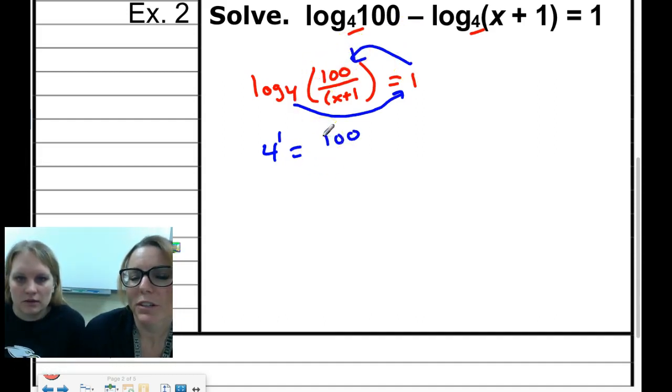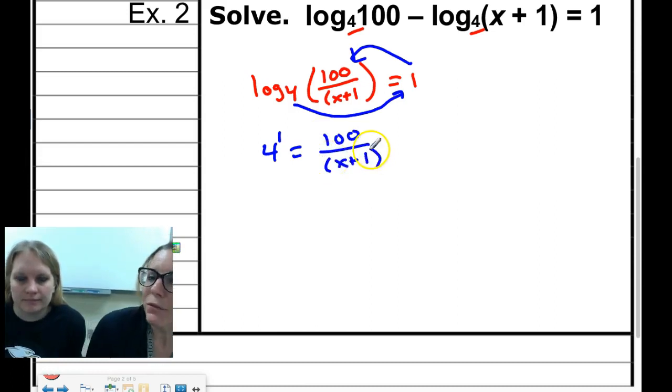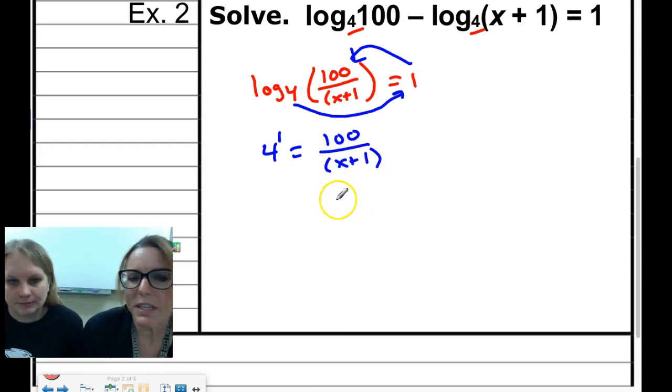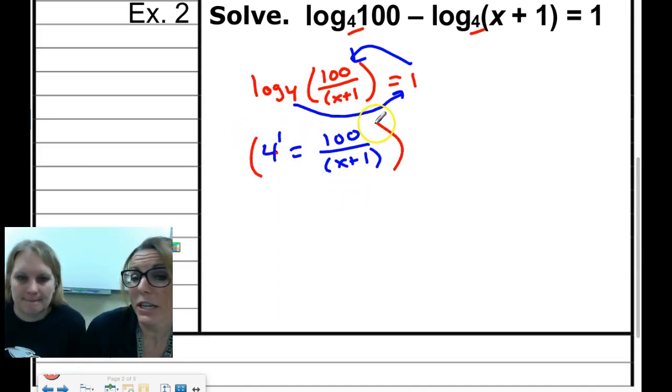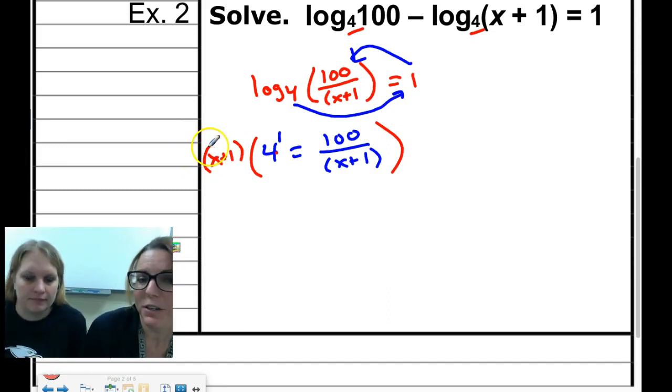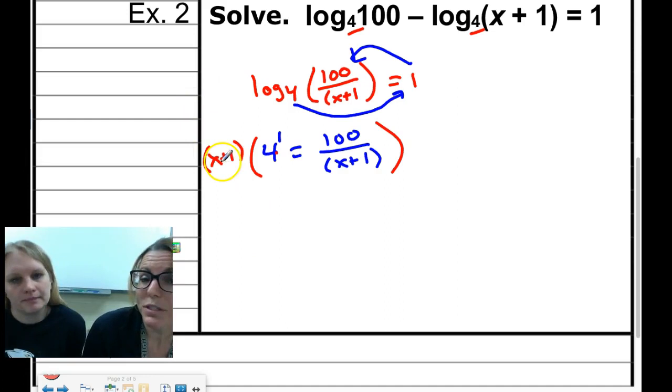100 over x plus 1. Well, now again we have a fraction. So let's put a parenthesis around the whole thing, because you can get rid of a fraction at any time as long as you multiply by what's in the denominator, x plus 1. So as long as you multiply it on both sides, you're fine.